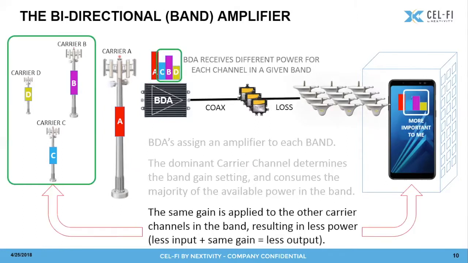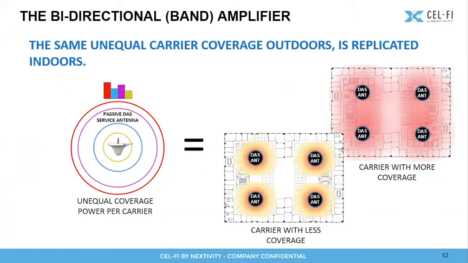Now, the problem with that is that the other operators that you may be more interested in, because those are the ones that are not penetrating the building well, those are the operators' channels that are weak inside the building, the problems that you're trying to solve, those are actually getting a lot less power because you're assigning the same gain to their donor signals that you were, in this case, to carrier A that was consuming all of your power. And this results in a lot less coverage for those operators that were coming in as a donor signal at a much weaker level.